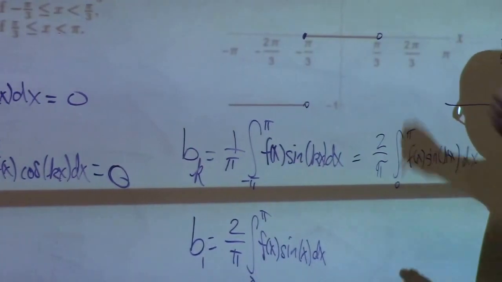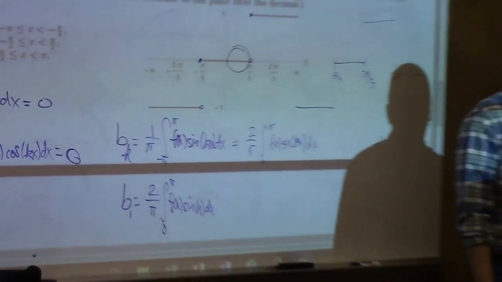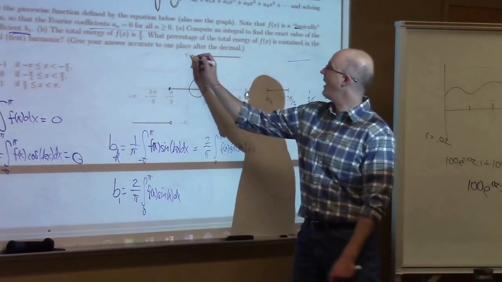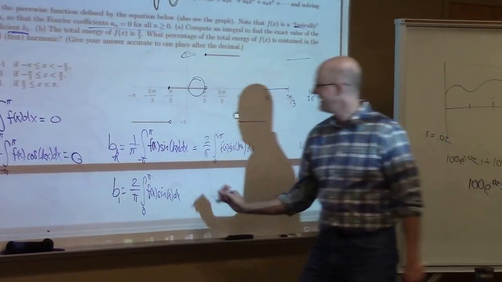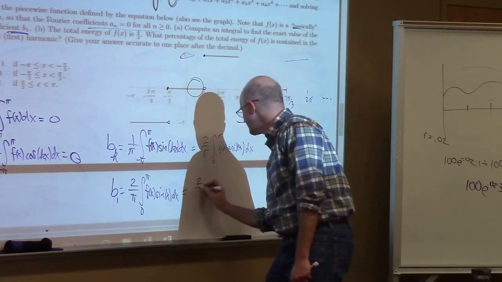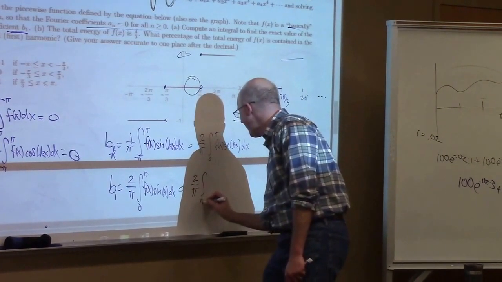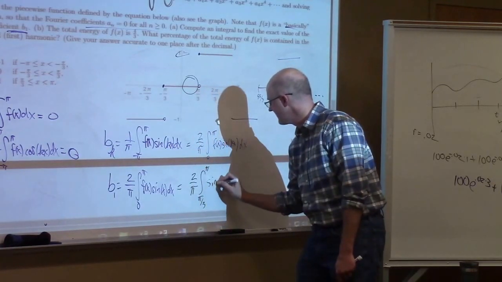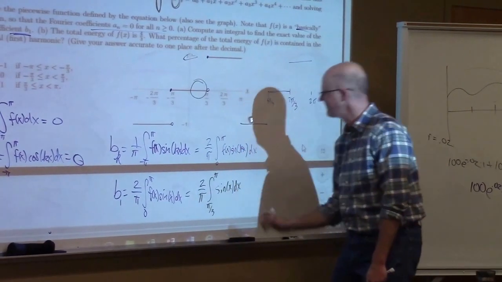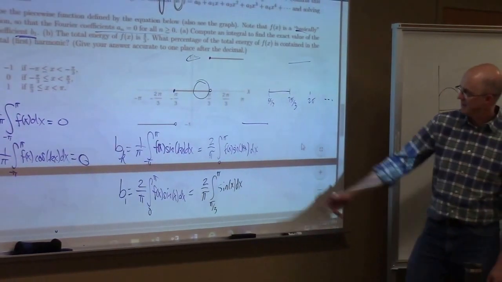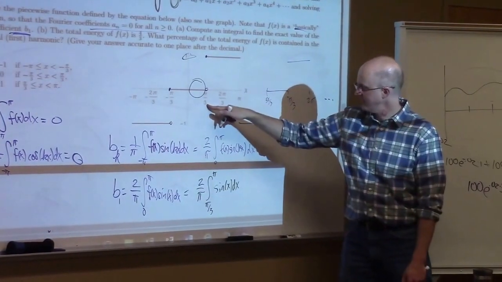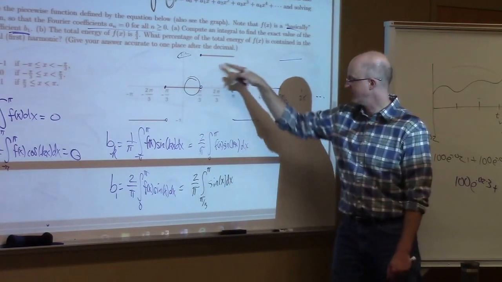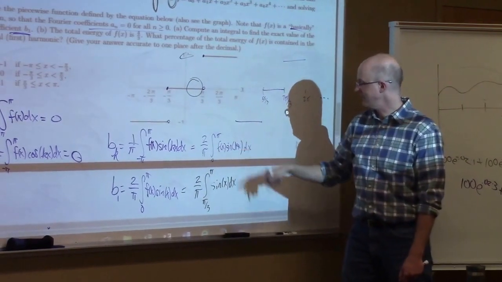F of x is 0 between 0 and pi over 3. So you can ignore that piece. And it's 1 otherwise. So this integral simplifies to 2 over pi times the integral from pi over 3 to pi of just sine of x, because f of x is 0 between 0 and pi over 3. So I can start my integral at pi over 3. It's a 1 between pi over 3 and pi. 1 times sine of x is sine of x.